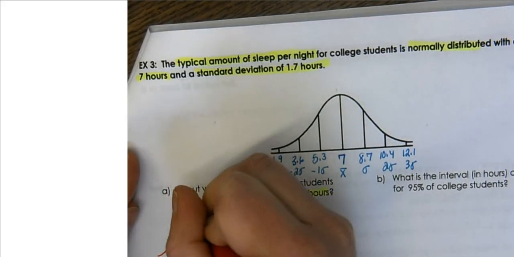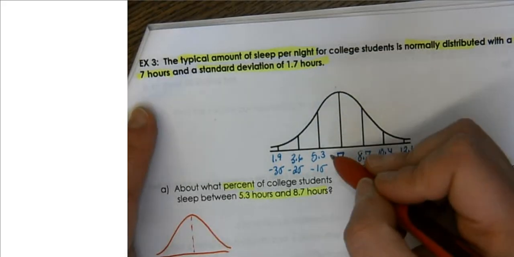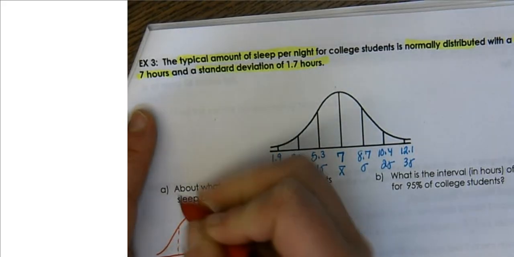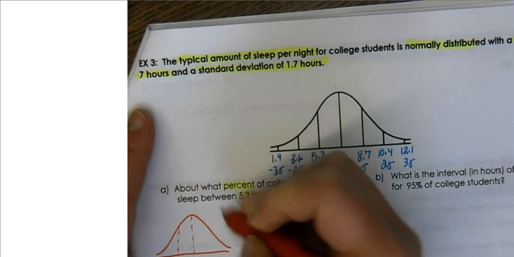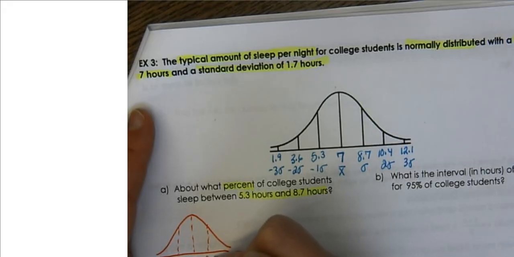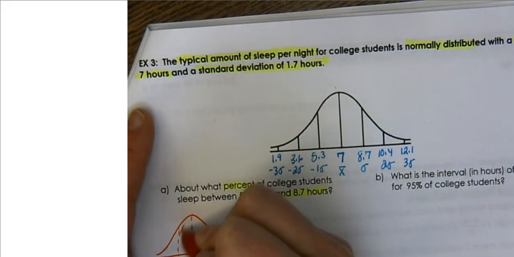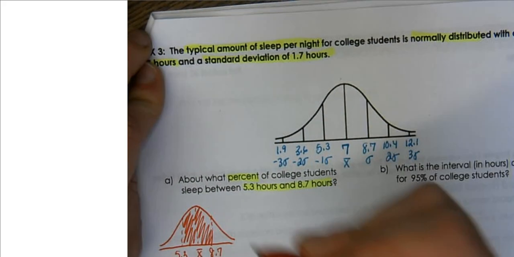Here's my X bar, and 5.3 is one standard deviation below. So I'm going to write 5.3, which is one standard deviation below. And then 8.7 is one standard deviation above. And I am interested in this shaded space, which anytime that you are within plus or minus one standard deviation of the mean, we know that that's 68%.